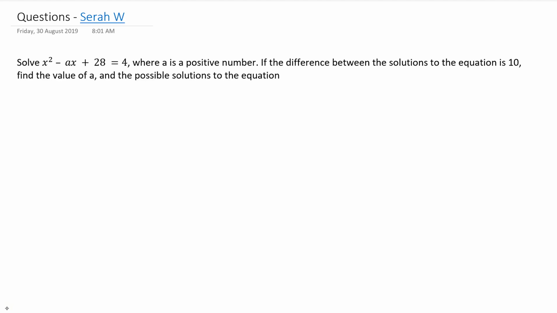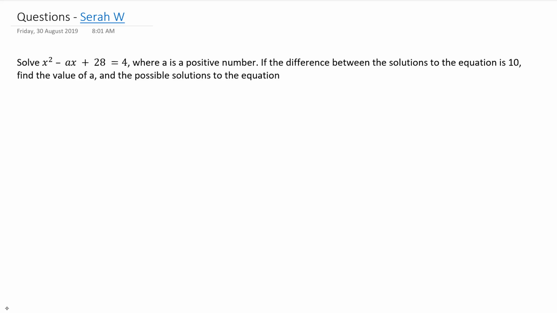Hey folks, this question was posted by one of my viewers on one of the level 1 MCAT tutorials that I ran. So this is the question they posted. What you have is a quadratic with an A inside of it, and the only thing you've been told is that the difference between the solutions to the equation is 10. Find the value of A and the possible solutions to the equation.